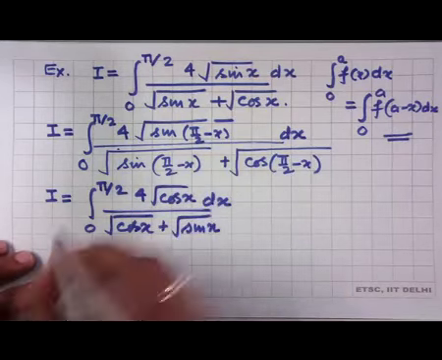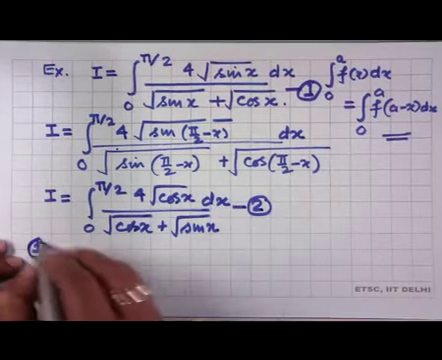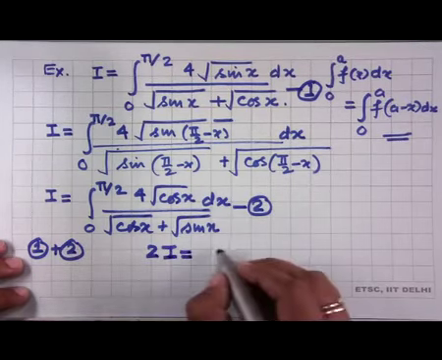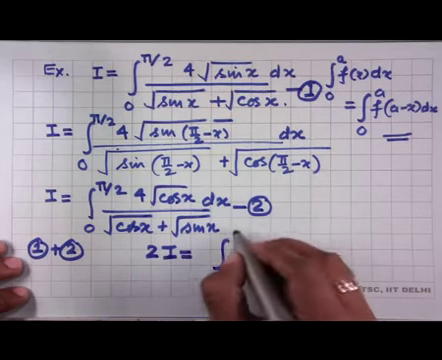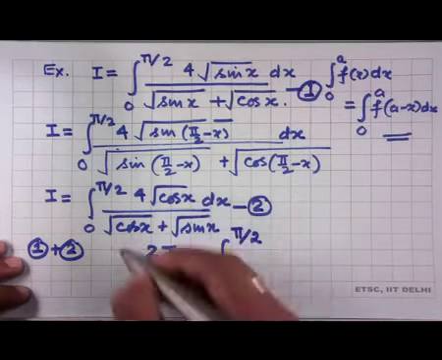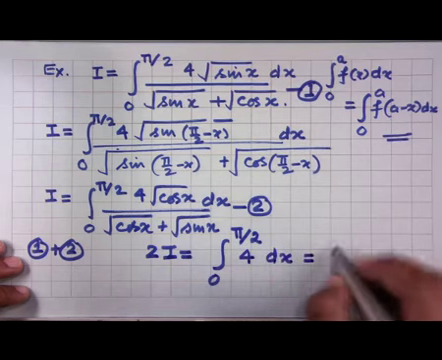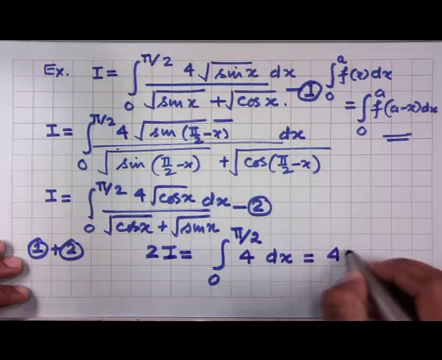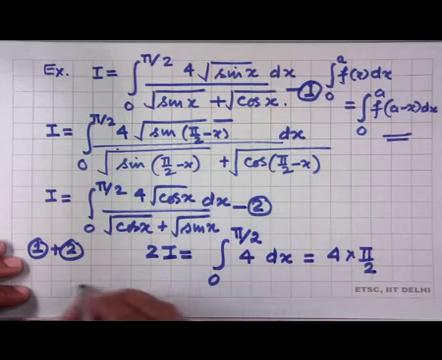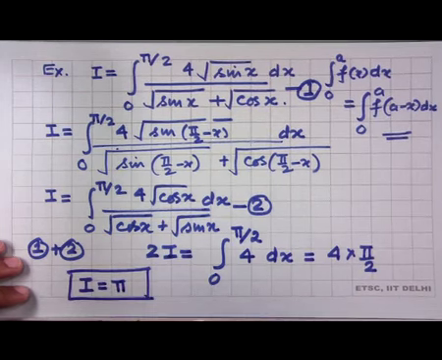Now if we add say 1 and say this is 2, so by adding 1 and 2 we will get 2I on the left hand side, and on the right hand side once both the right hand sides are added we will be getting only 4 dx. That is 4 into, well, the value of this integral will be pi by 2, 4 into pi by 2. So therefore, I is equal to pi, final answer.